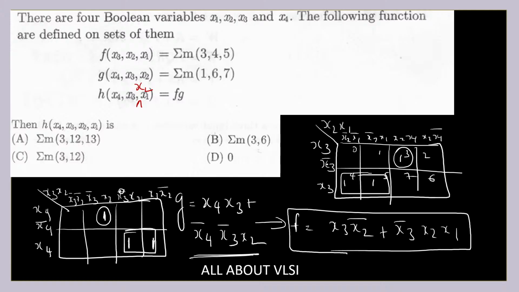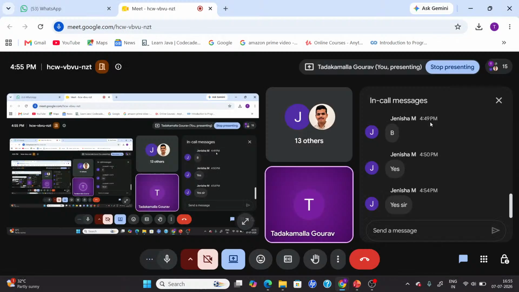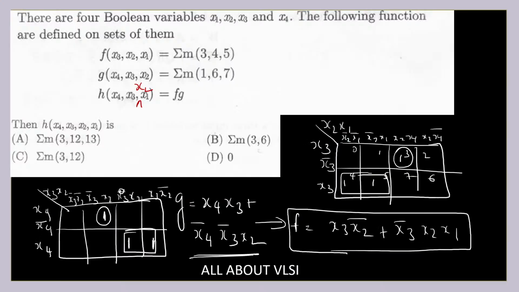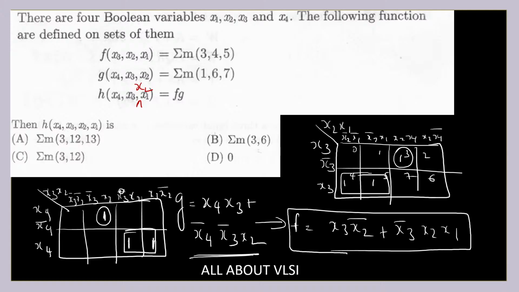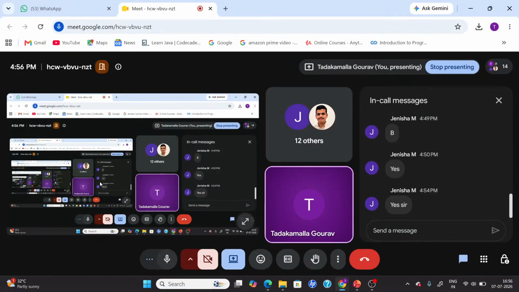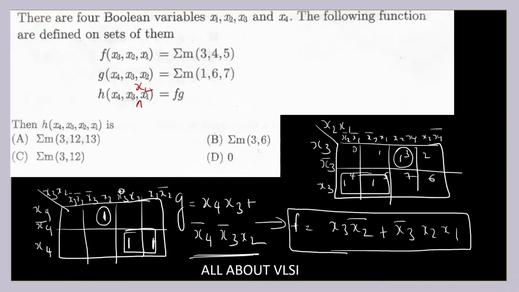Option C. Everyone getting option C? I'm getting option C. Please verify it. So I got the expression. This is my expression. But I cannot simply write down my minterms because it's not in standard form. So I need to convert it into standard form. Then I'm going to get my final answer, which is option C, which is nothing but minterms of 3 and 12. Is it clear for everyone? Please look into it and let me know.